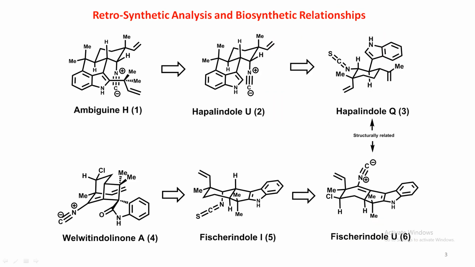So let's look at their retrosynthetic analysis. This is their target molecule, ambiguine H, and from nature they have seen that it is quite related to this hapalindole U.